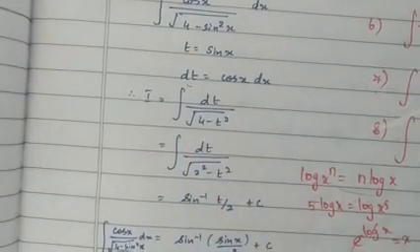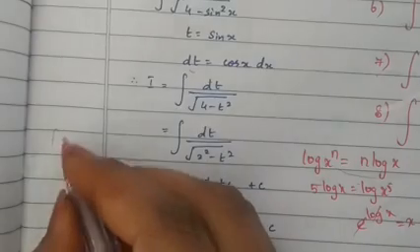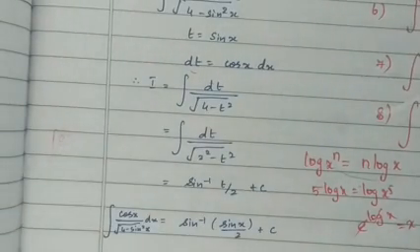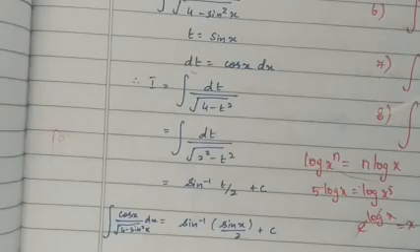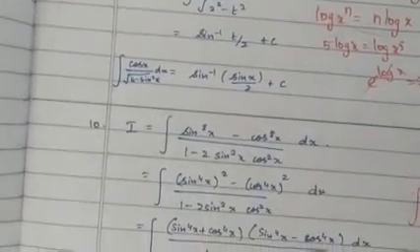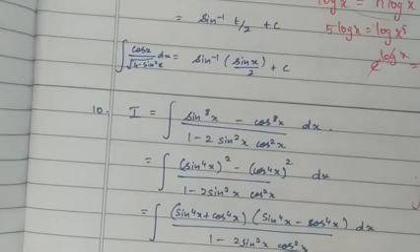Write the formula: integral of dx divided by root of a squared minus x squared is nothing but sin inverse of x by a. Here the value of a is 2, and the x value here we have taken to be t. Therefore, the integral becomes sin inverse of t by 2 plus c. And the question is in terms of x, therefore the answer should be in terms of x. So substitute the value of t. Now, let us move on to the next sum, the 10th one.